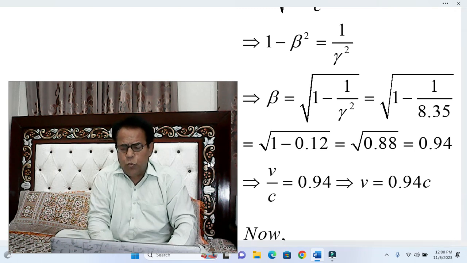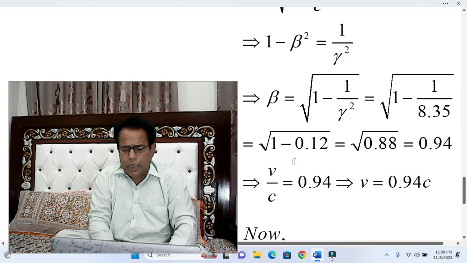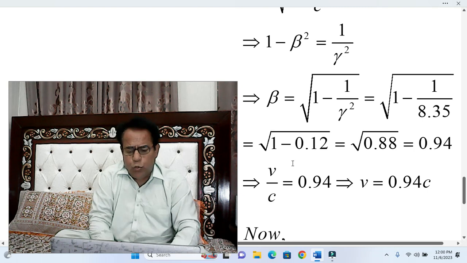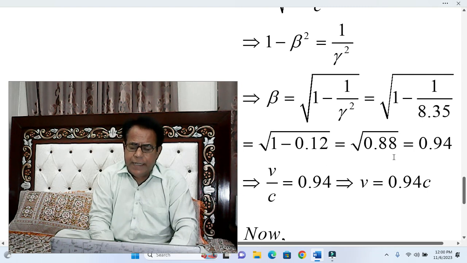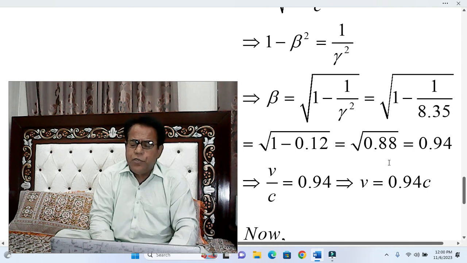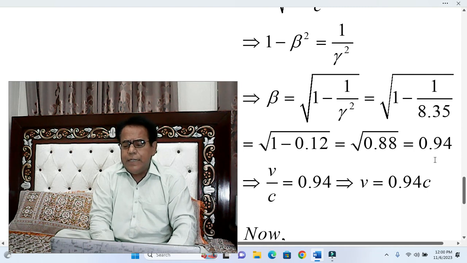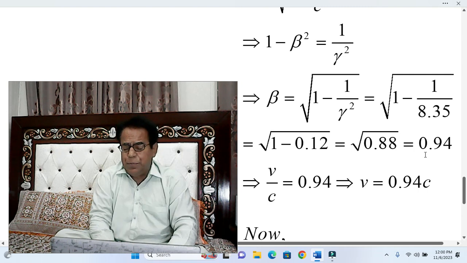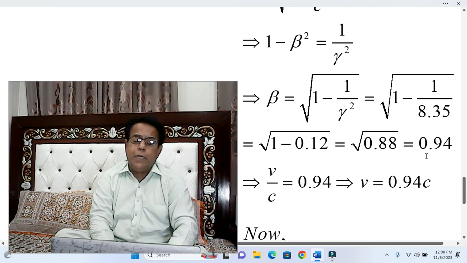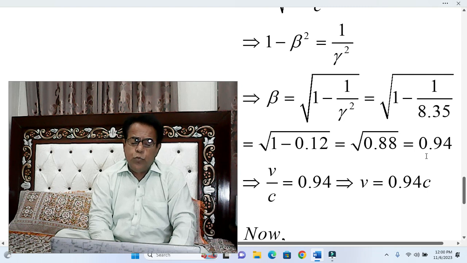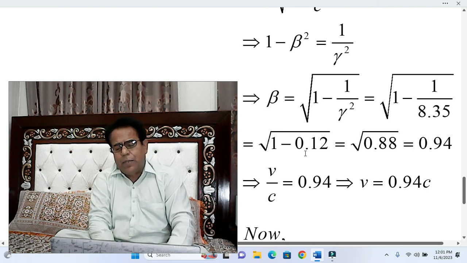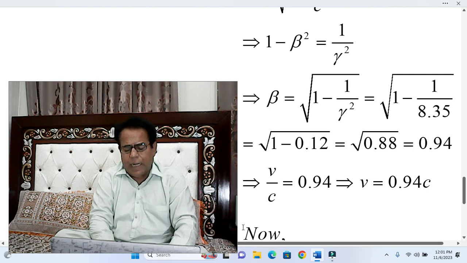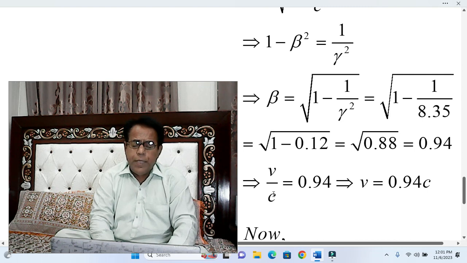This 0.12 has come about when we divide 1 by 8.35, then we get 0.12. When we subtract 0.12 from 1, we get 0.88 under root. When we take under root of 0.88, it becomes 0.94. This is the value of beta. Beta has become equal to 0.94, and we know that beta is equal to v over c. So in place of beta we have used its alternate value, that is v over c. So v over c has become equal to 0.94.